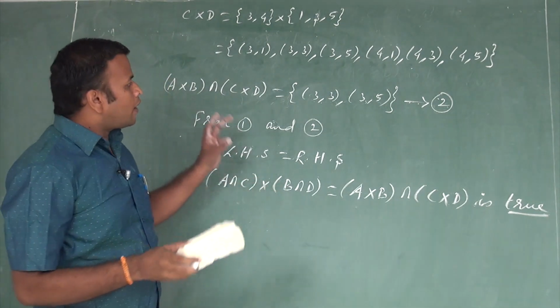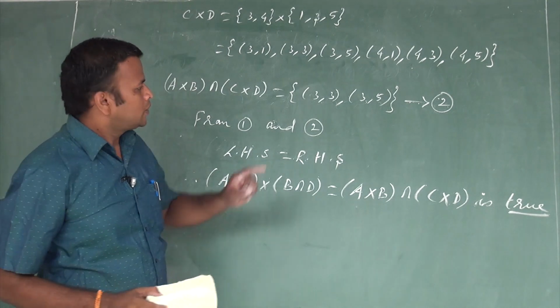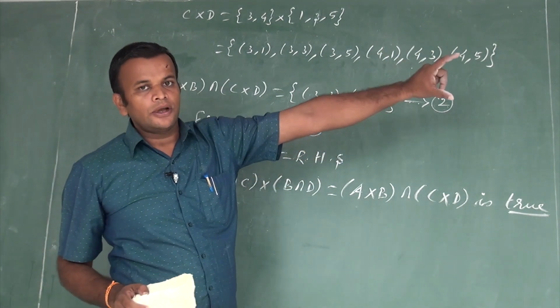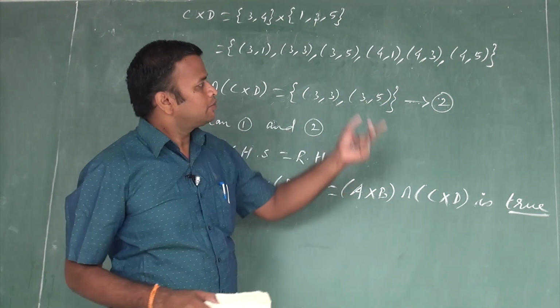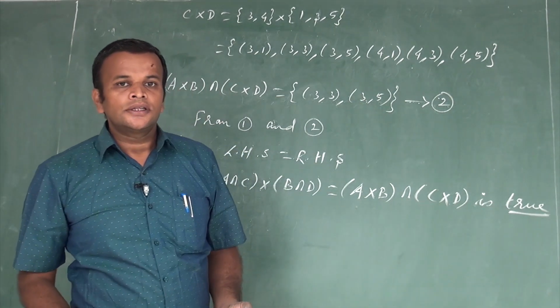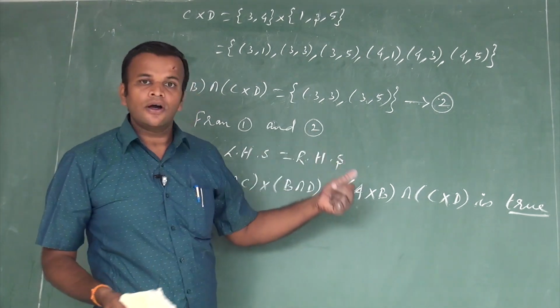Suppose the ordered pairs differ. For example, these are (3, 3), (3, 5), and the LHS is also the same value. Suppose one more ordered pair is added, for example (4, 1), which lies in the second set. How to write the conclusion? The given statement is not true, so LHS is not equal to RHS.